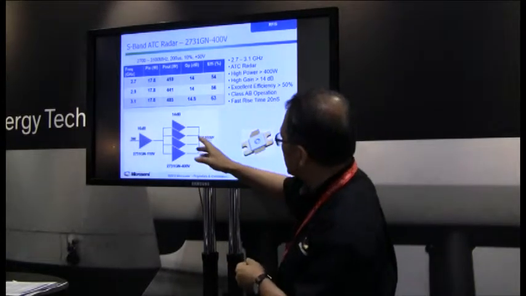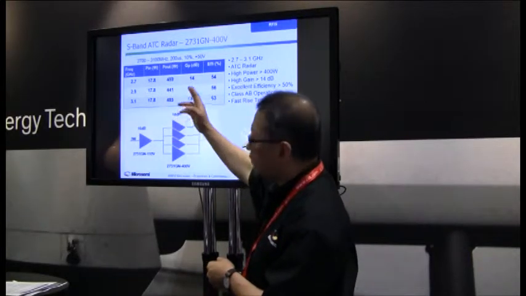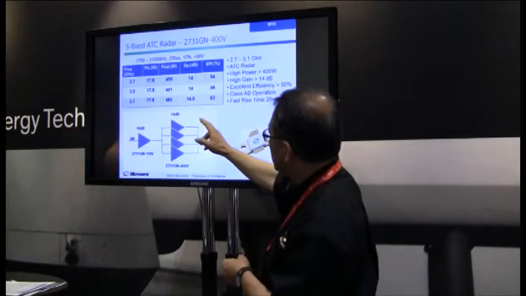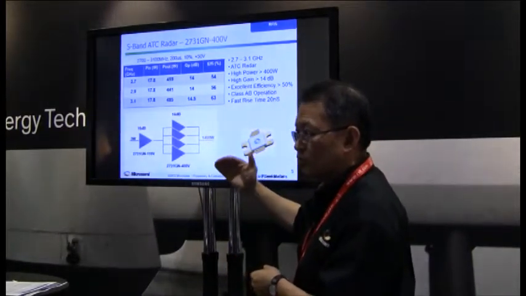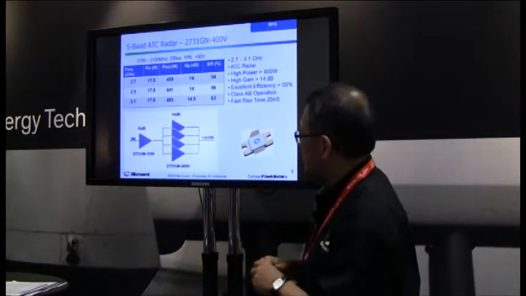2.7 to 3.1 gigahertz for S band air traffic control radar. In this one, we see at about 18 watts input, we can get over 400 watts across the band from the power transistors, and 14 dB gain, very high compared to bipolar, which used to be about 7 or 8 dB, and efficiency above 50% across the full band.